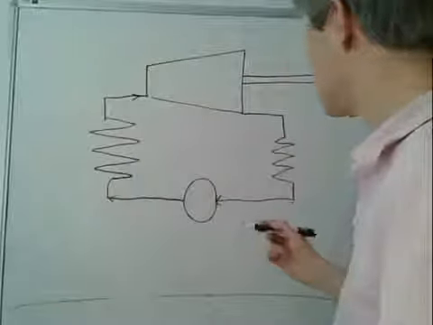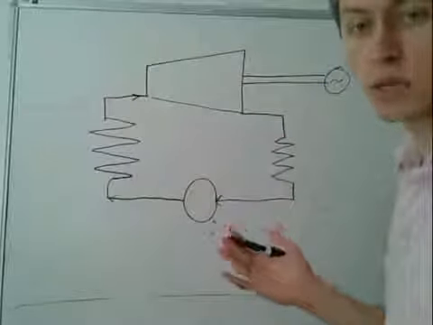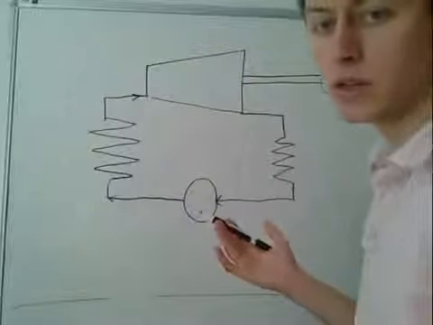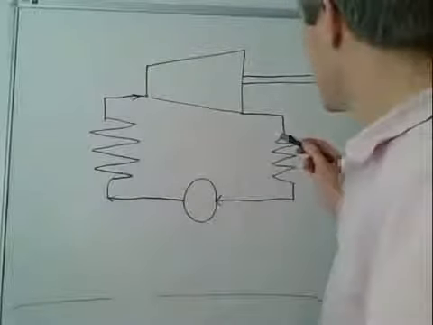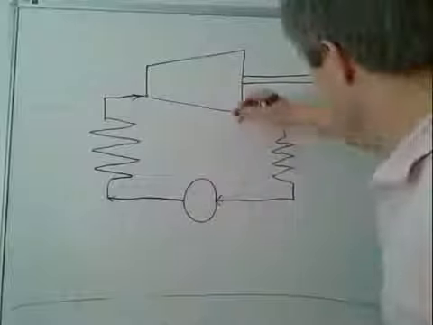So that's the cycle. It's a closed cycle, so we can define a closed system here. Let's just label this. So this is the turbine.